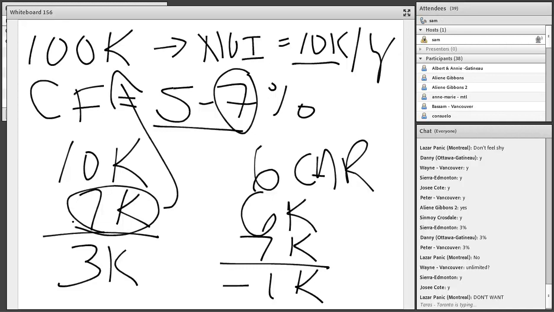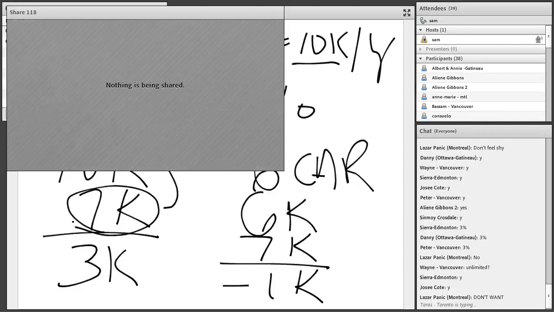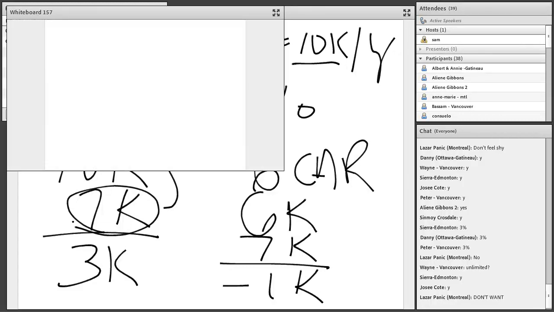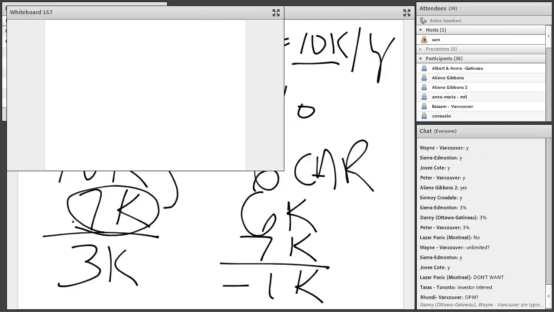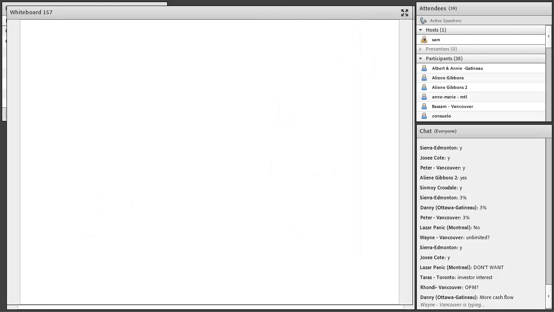What does it resolve for us? Can anybody tell me what your thoughts are? Why is it important to get that cap rate and to be able to use that creative financing? OPM, yeah. More cash flow, yeah. Those are all right. Okay, so here's the big reason.